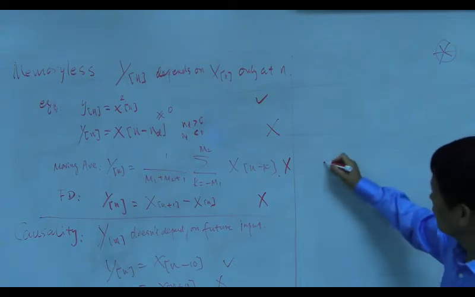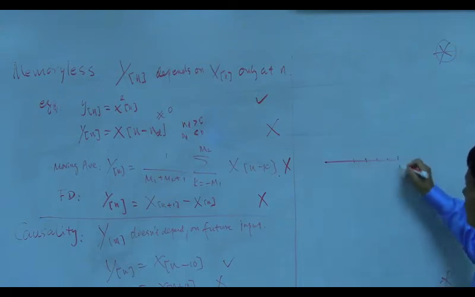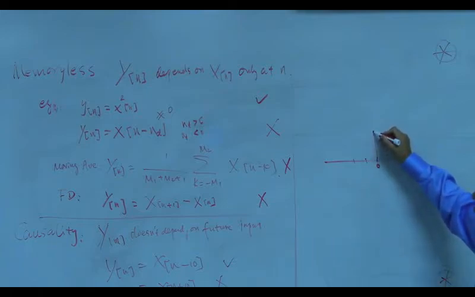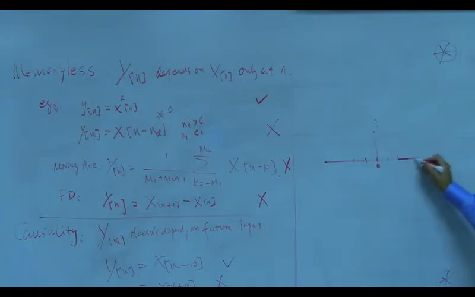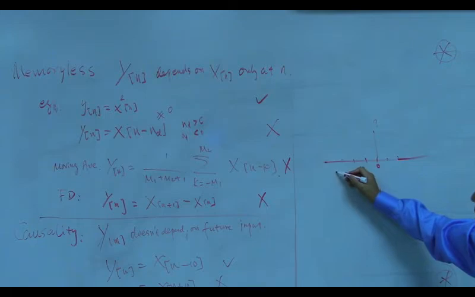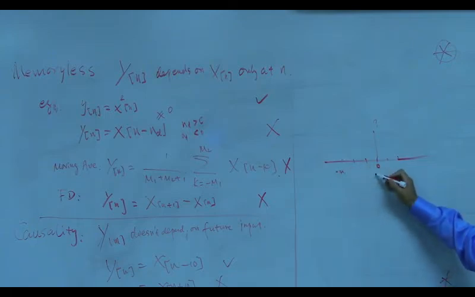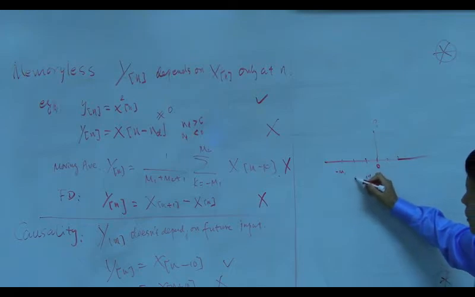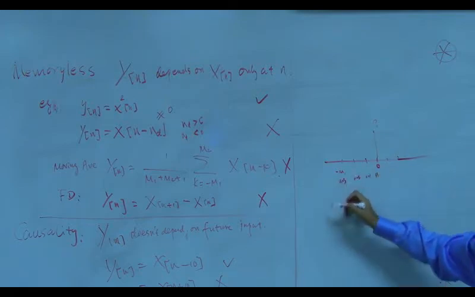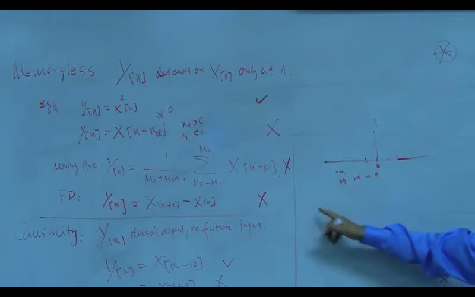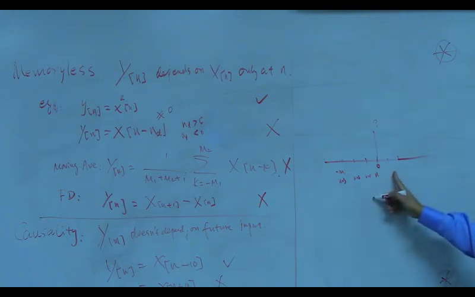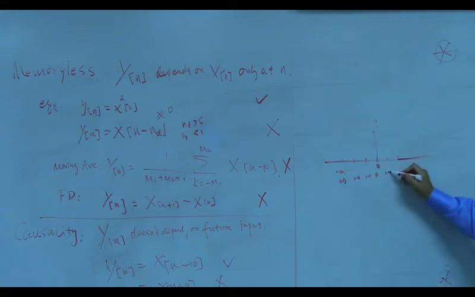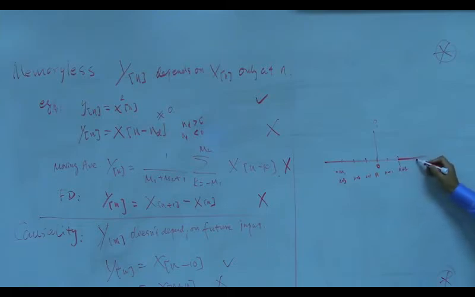Okay, example is like this. Suppose we are given all these time values. I want to calculate the output at this time. For the input, I may use from negative m1 from here. For example, this one is n. This is n minus 1, this is n minus 2, this is n minus 3. So these are the past values. But I also need to use future values. This one is n plus 1, this is n plus 2, and all the way up to n plus m2.